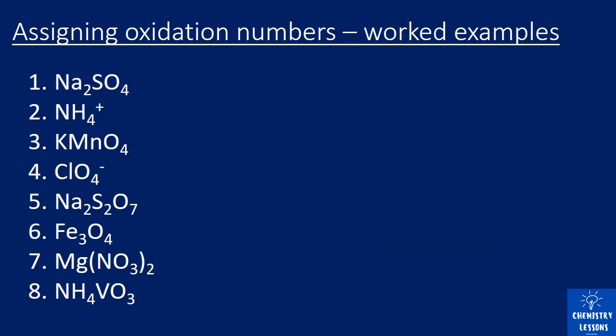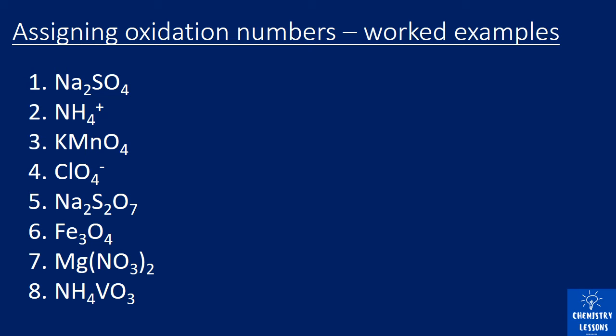So the best thing for us to do really then is to consider all those rules, and I'll try and talk slowly and clearly through each of these examples. So Na2SO4, right, it's a compound. It has no overall charge, it's not an ion. So the sum of all these oxidation states must add up to 0.